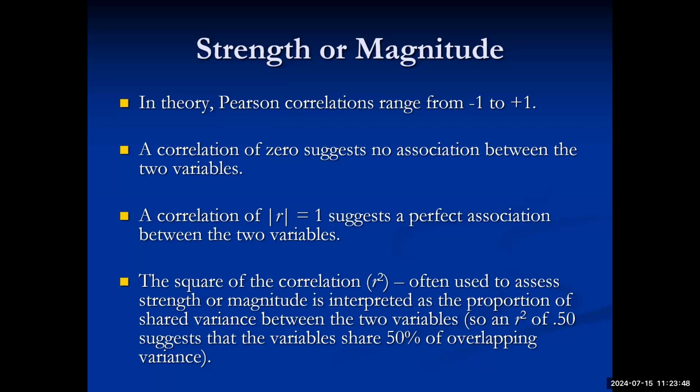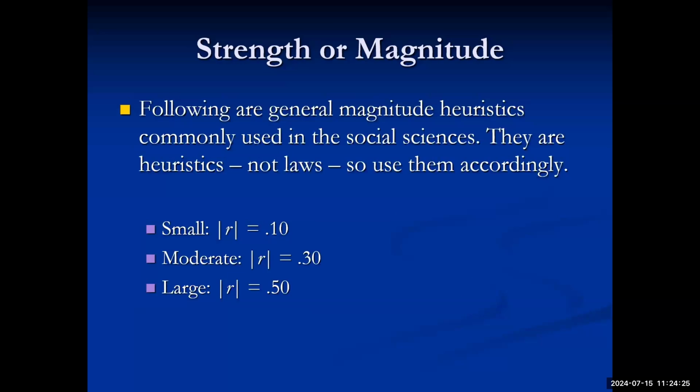Okay, a correlation of 0 suggests that there's no association between the two variables. A correlation of 1 suggests a perfect association between the two variables. And the square of the correlation, or R square, is often used to assess strength or magnitude, and it's interpreted as the proportion of shared variance between the two variables. An R square of 0.50 suggests that the two variables are sharing about 50% of overlapping variance, and an R square of 0.05 would suggest that the two variables are sharing about 5% of overlapping variance.